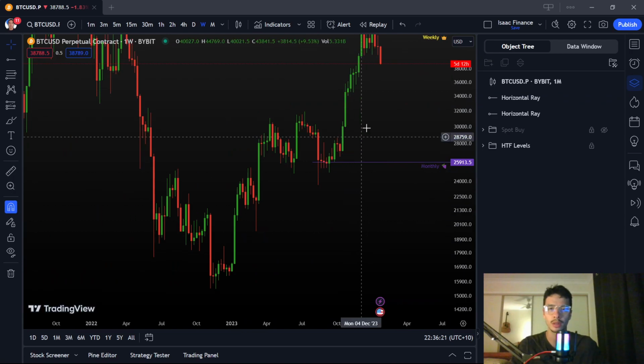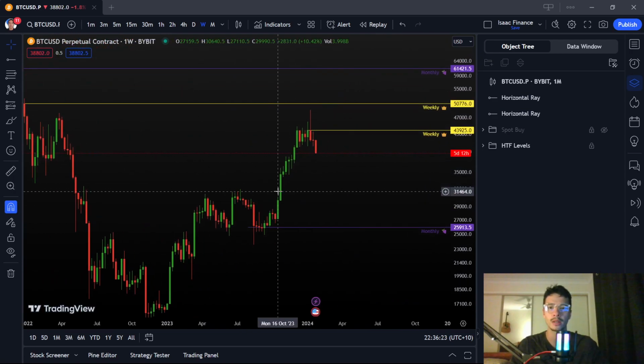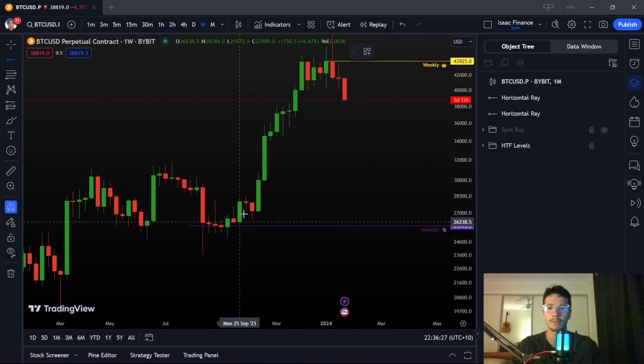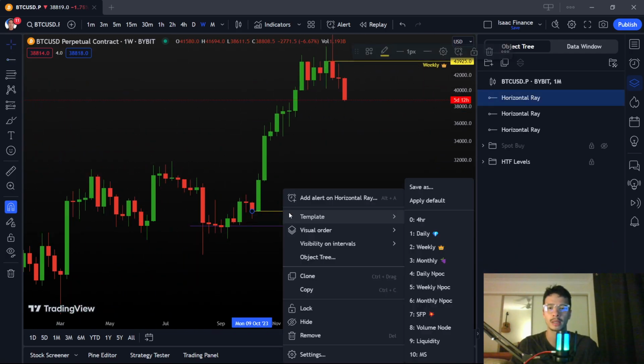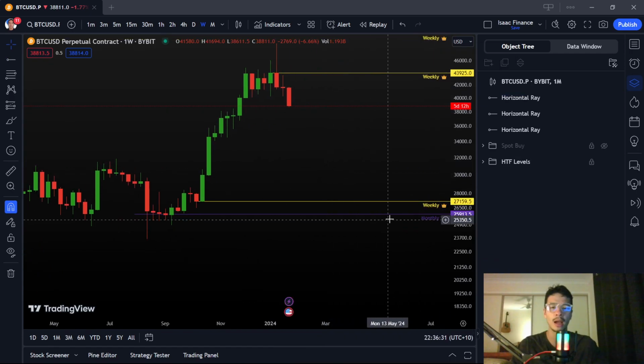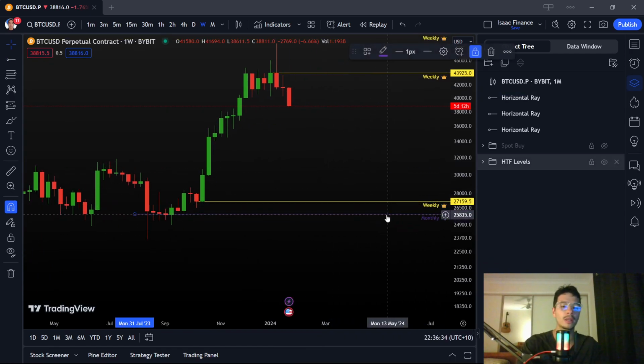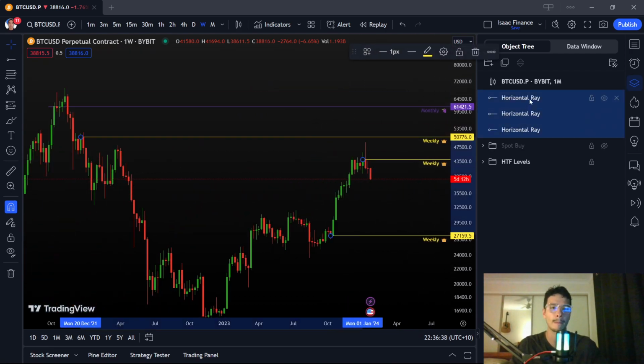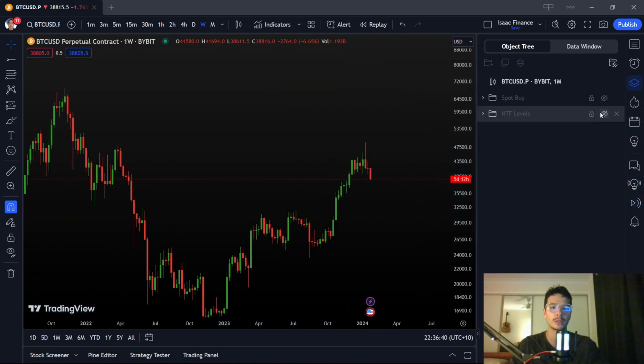And we've got nothing noticeable to me here, okay? So those are our levels that we've got right there. Oh wait, never mind, there's one down here. But that would be quite crazy to expect that to come down there. Now that we have one that's closer, I'm going to remove the monthly until that gets hit. It's best to keep the chart clean, in my opinion. Now let's move them all into the spot buy folder.